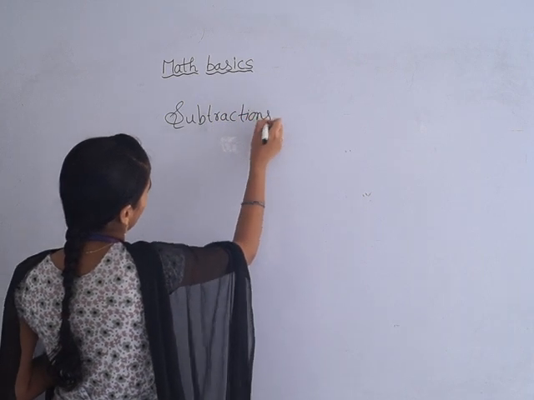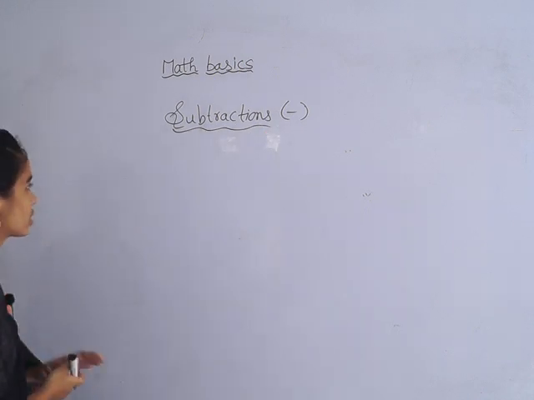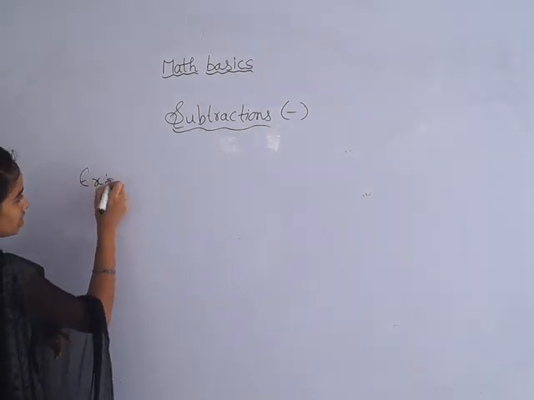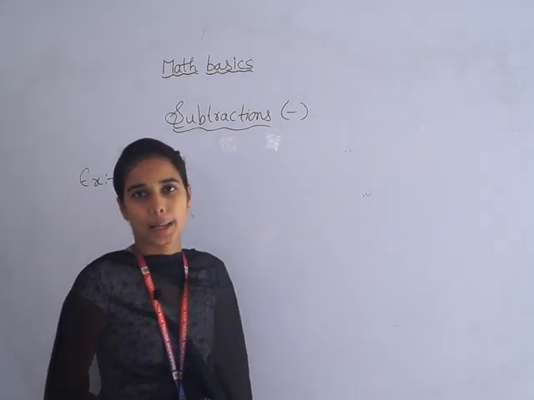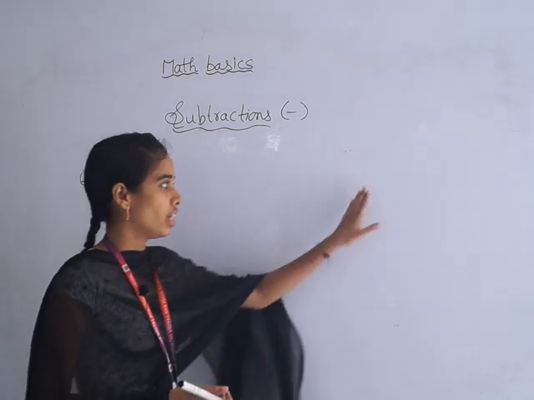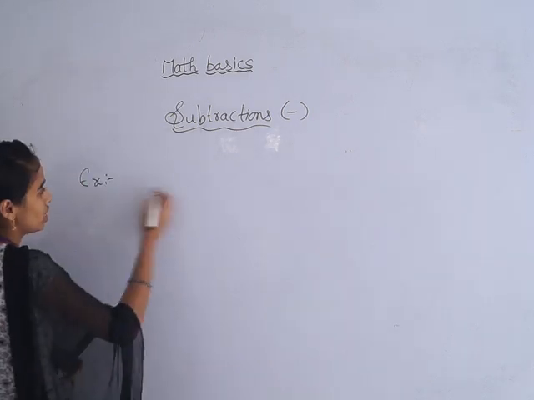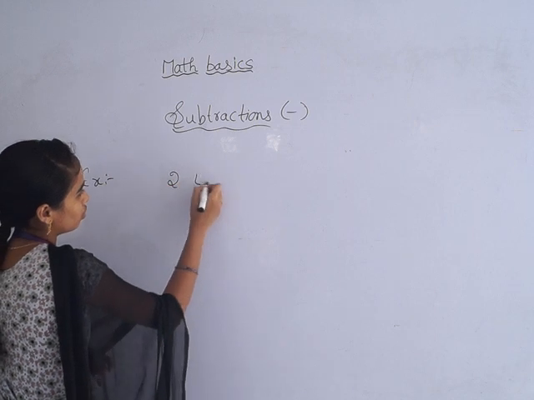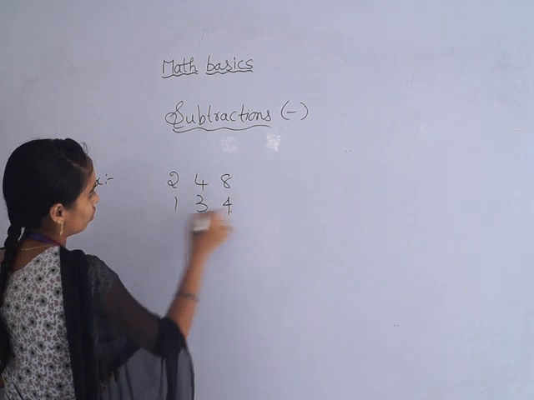So what is the subtraction symbol? That is minus. So these are the subtractions. Let us take one example. First I am telling about without borrowing, that is the simple subtraction. Next I will tell with borrowing, that is so much difficult. So, okay, listen all of you. 2, 4, 8, 1, 3, 4.